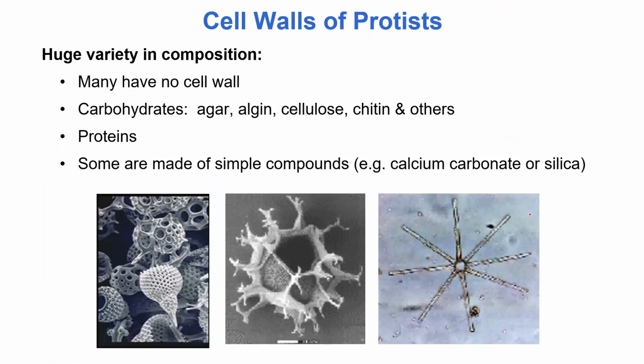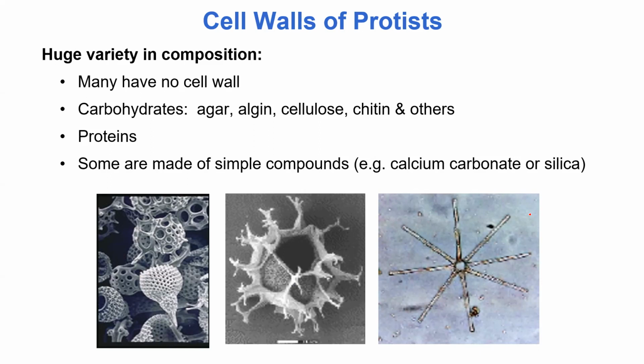Lastly, but not least, are the protists. And what can we say about the protists? The protists are a unique group, a huge variety. Some of them have cellulose, they're kind of plant-like. Some of them have chitin, they're kind of fungi-like. Some of them have things that you don't see anywhere else. You can see a whole list there.